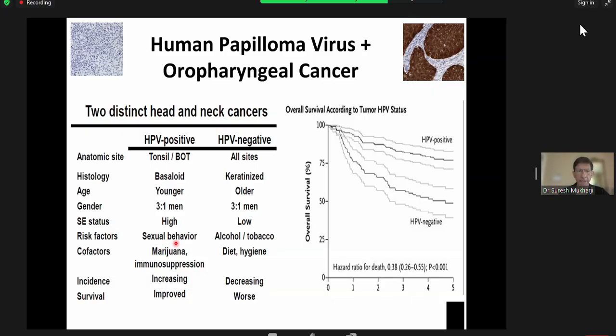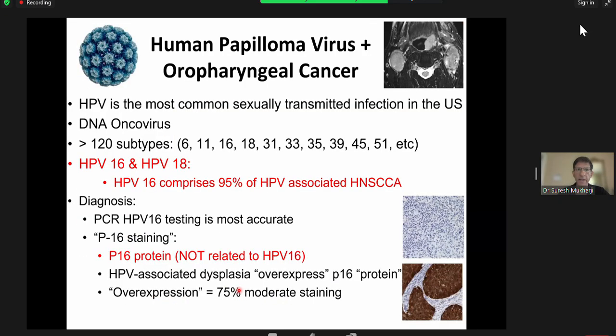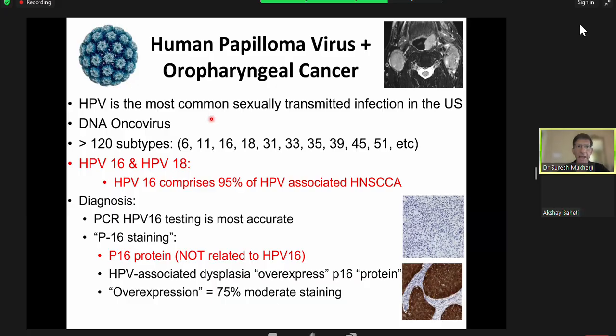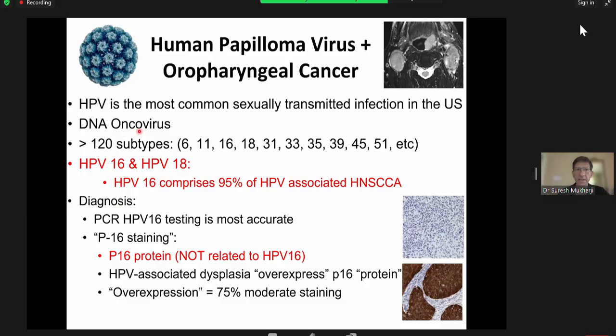The nice thing is that the survival is better. So when you look at HPV positive oropharynx cancers, overall, the survival is better in HPV positive compared to HPV negative. Now, when we do a little bit more of a drill down in these cancers, there's one specific point that I want to make. We talked about HPV being a sexually transmitted disease. The other thing that I want to leave you with is that this HPV is an oncovirus. It is a true oncovirus.